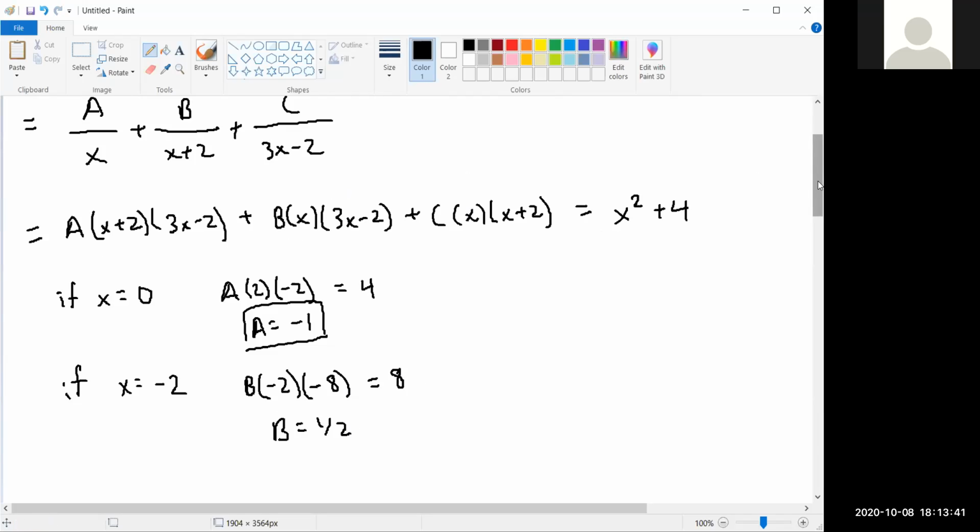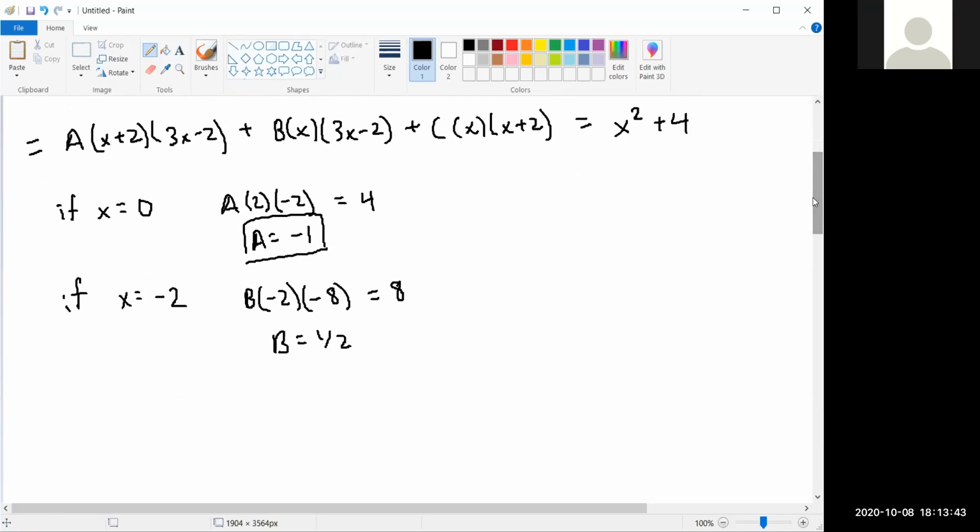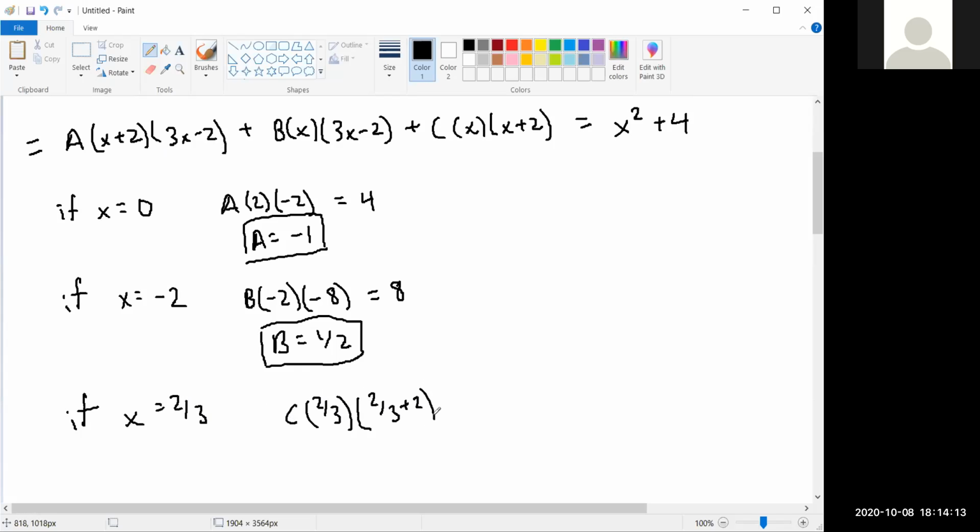And then is there another value of x we can choose to solve for c? 2/3. Sorry, can you read that? I didn't hear that. 2/3. Yeah, because we want to cancel out this term right here. So if x is 2/3, the first term goes to 0, the second term goes to 0, and we get c times 2/3, 2/3 plus 2 equals 2/3 squared plus 4.